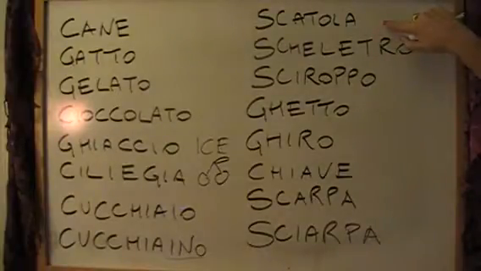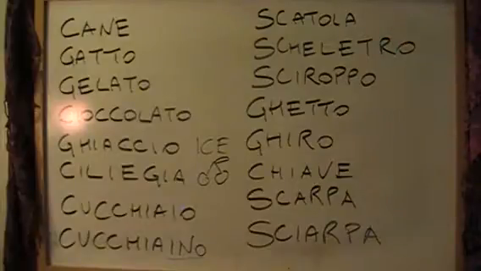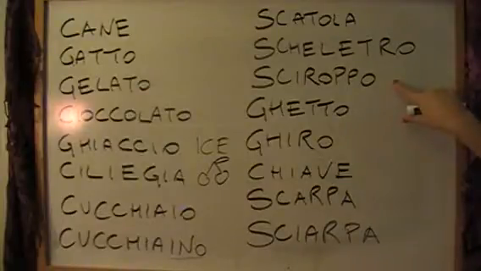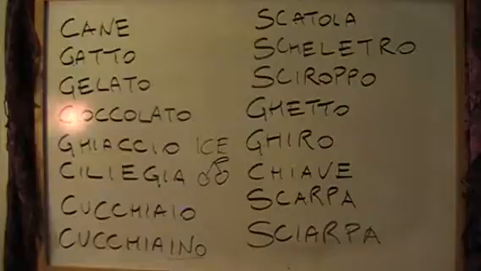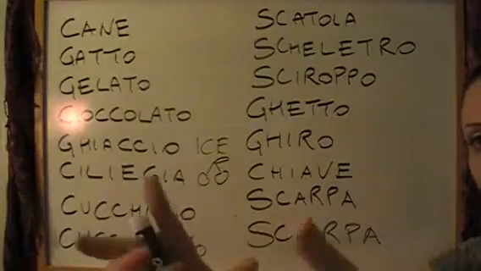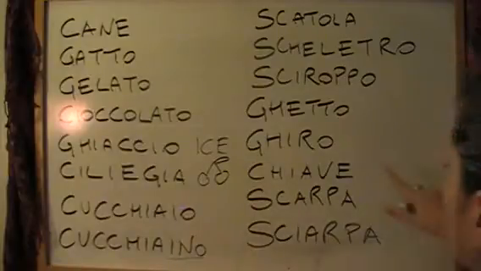Scatola means box, like a box of chocolate, a box of candies. Scheletro means skeleton, like a skeleton in the closet. Sciroppo is a syrup, like for the cough. Ghetto is the same as in English. Ghiro, I don't know in English, is a little animal that lives in the woods and sleeps all the time. It looks like a squirrel or a little cat, I don't know.